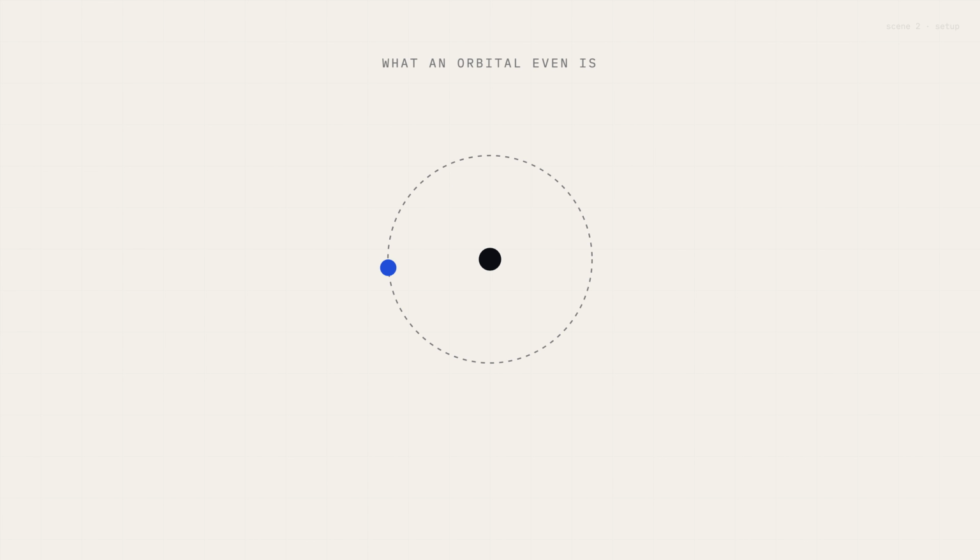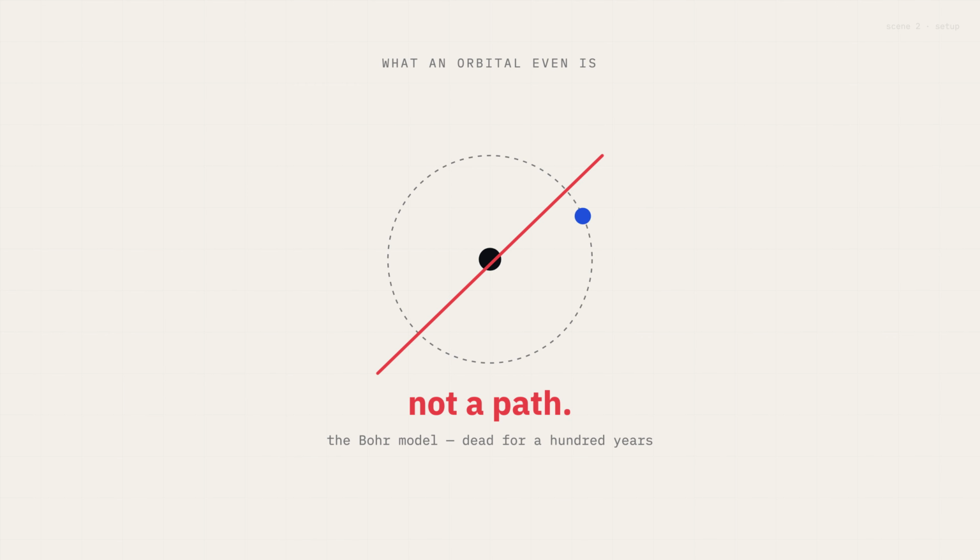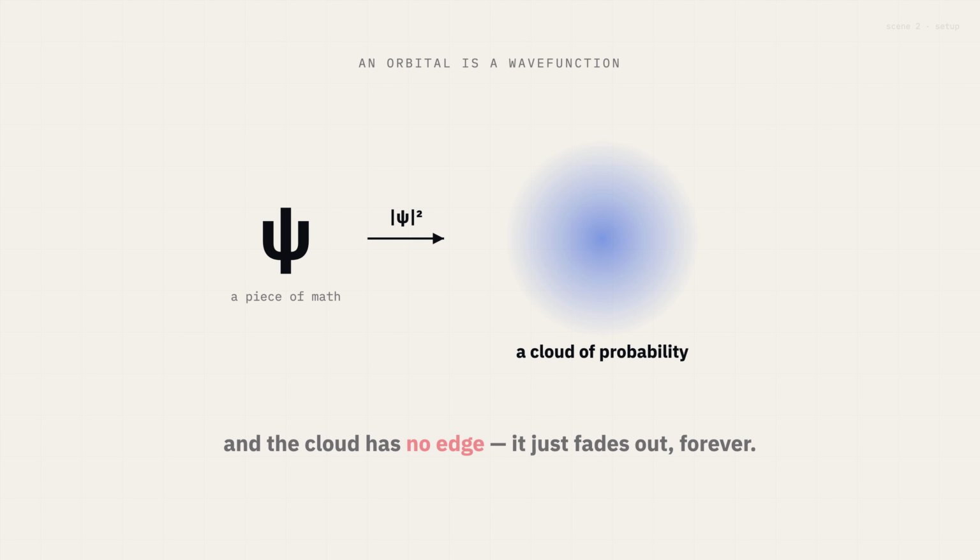Start with what an orbital even is. It's not a path. Electrons don't loop around the nucleus like little planets. That's the Bohr model, and it's been dead for 100 years. An orbital is a wave function, a piece of math. Square it and you get a cloud of probability. Here's where the electron is likely to be. And that cloud has no edge. It just fades out forever.